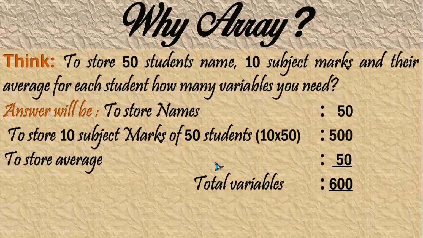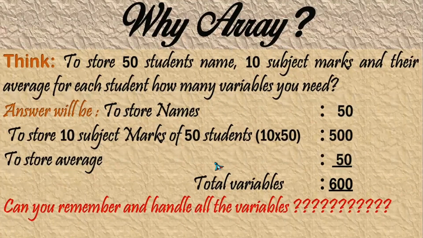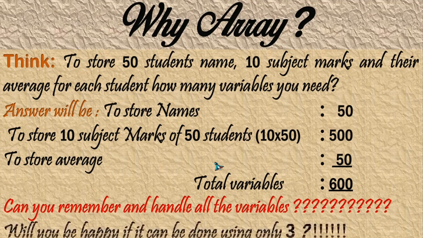Can you remember all these variables? Can you handle these variables easily? No. So we use arrays. If we use arrays, we just need to have 3 array variables. One is for storing the names, second is for the marks of the subjects, and third is to store average. Let us understand more how it is going to store these variables.